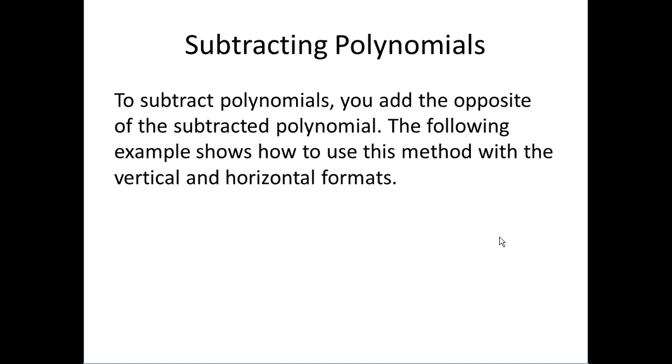So let's say I'm subtracting polynomial a minus polynomial b. What I would do is take a and add to it the opposite of polynomial b. So I would have a plus the opposite of polynomial b. You'll see in the following example how to use this method with the vertical and the horizontal formats.